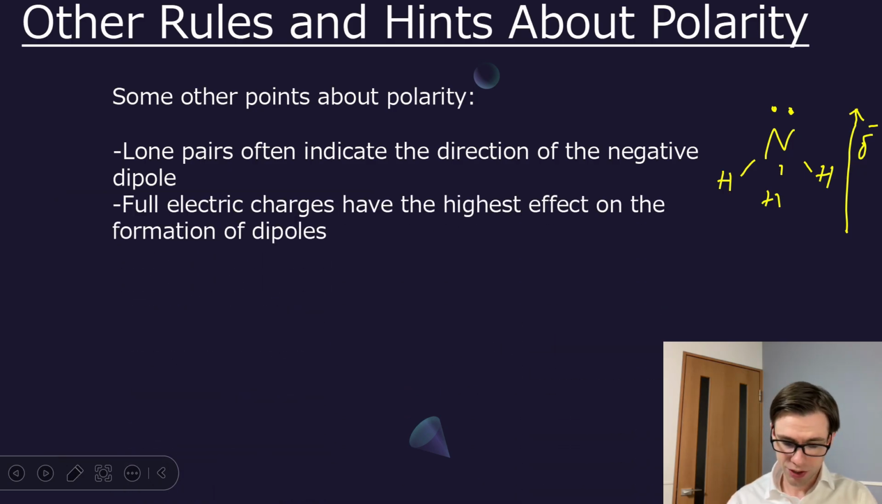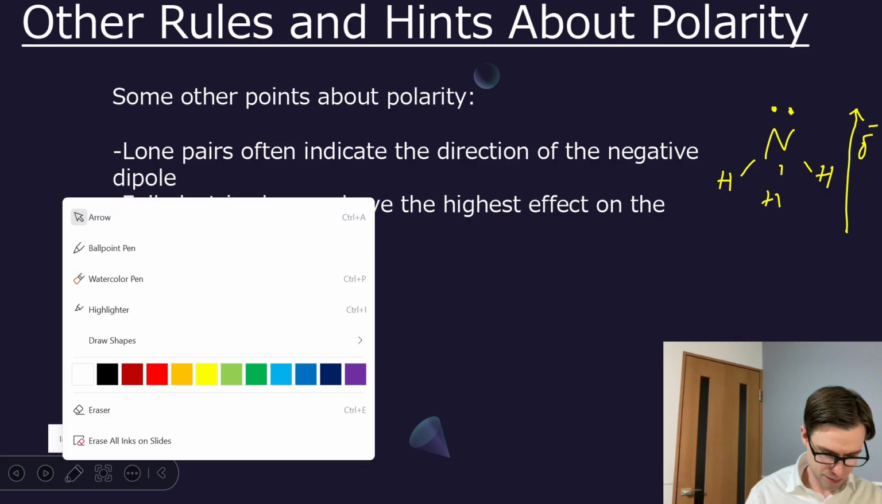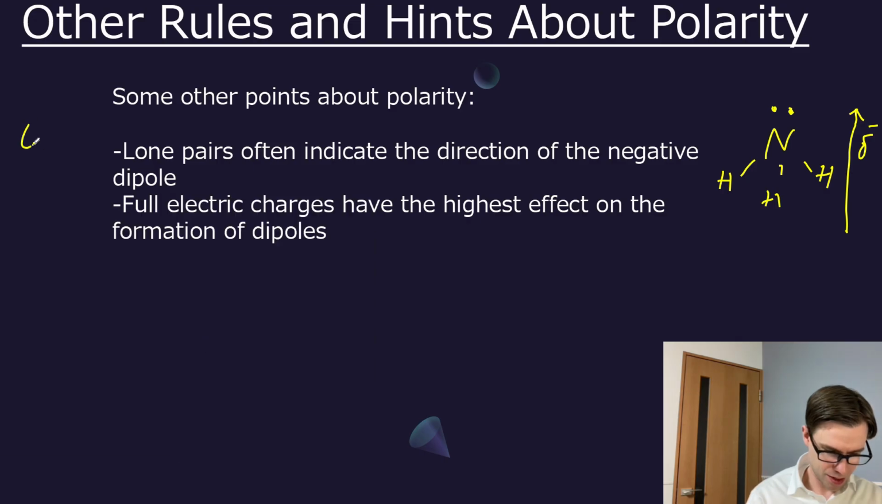So full electric charges have the highest effect on the formation of dipoles. So we've seen sometimes, especially in polyatomic ions, that certain atoms have negative charges on them, right? Full charges, not partial charges or dipoles, actual charges. So something like hydroxide, OH minus on the O.